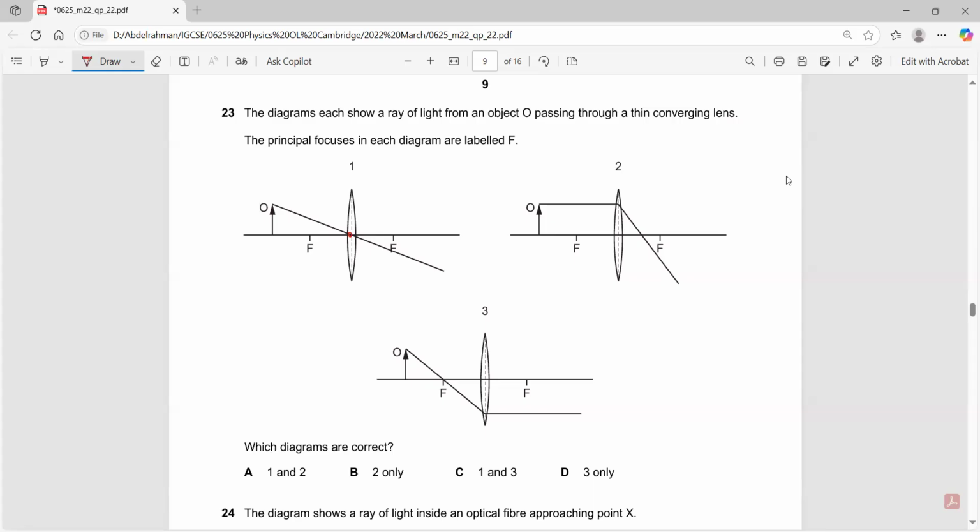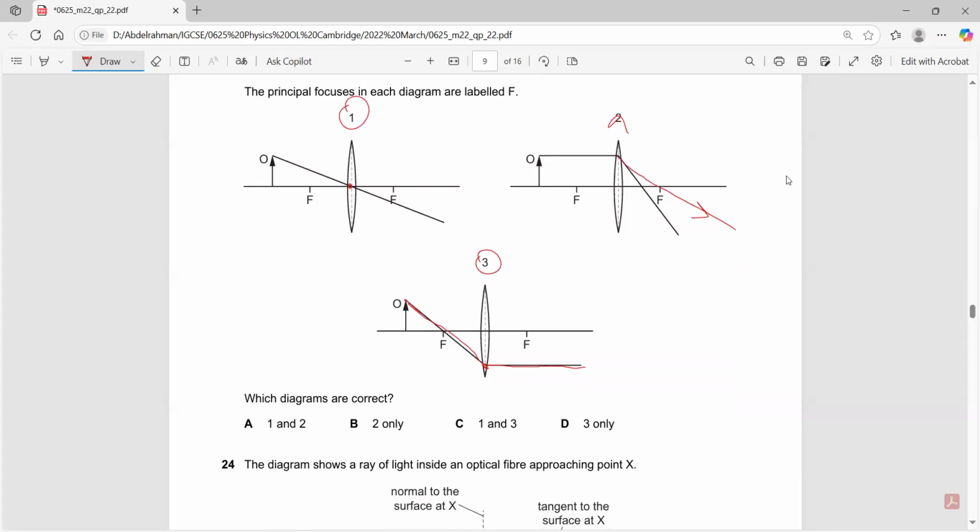In 2, it was moving parallel, and then it was refracted through some random point. Does it refract through some random point, or should it refract exactly through the focal point? Yes, it should. That's why 2 is wrong. What about 3? As it passes through the focal point, it moves in a parallel way. Yes, this is correct. So 1 and 3 are correct.